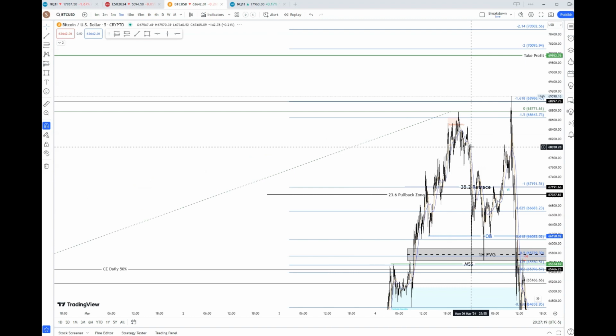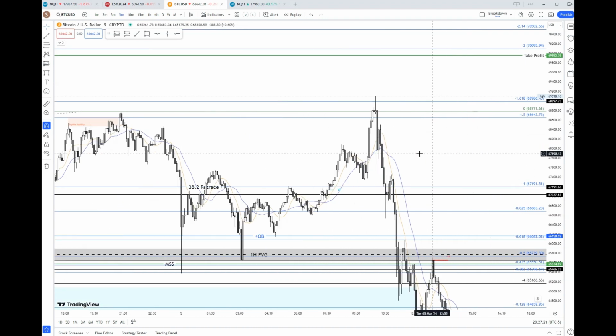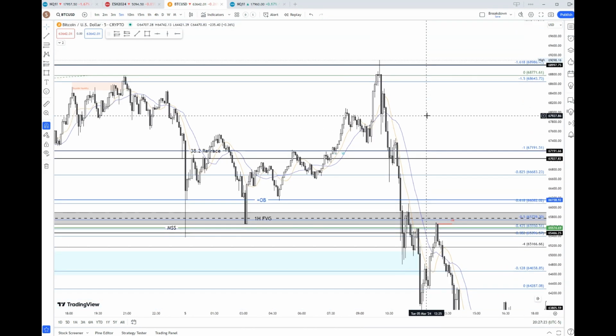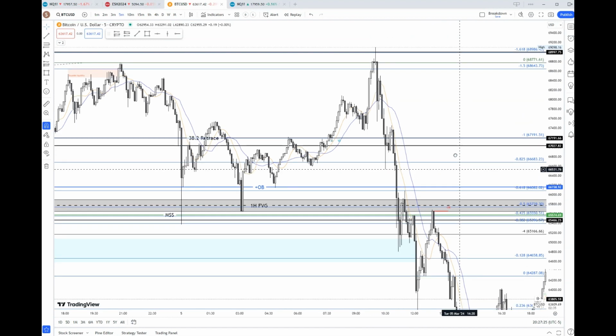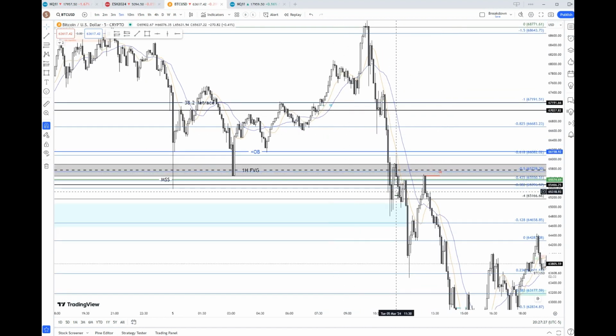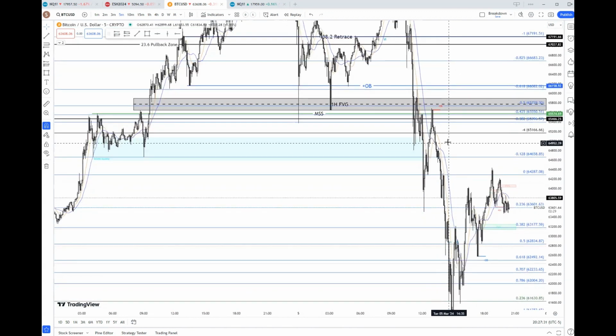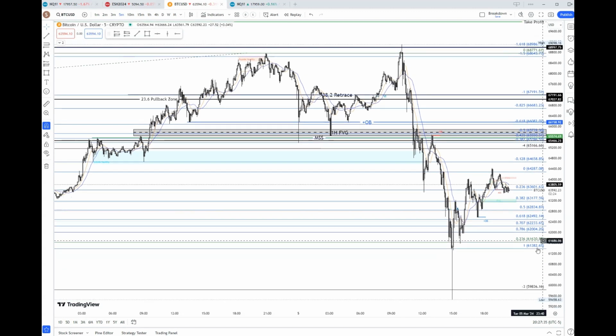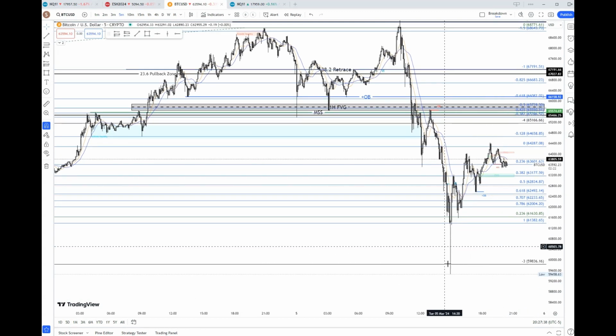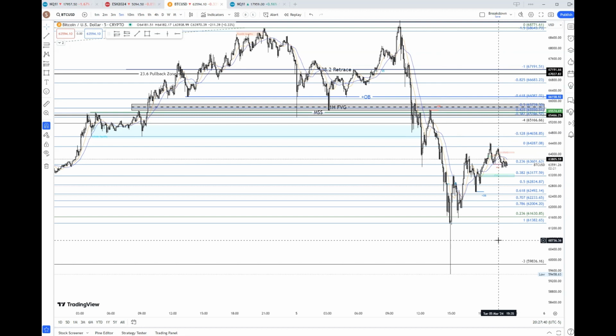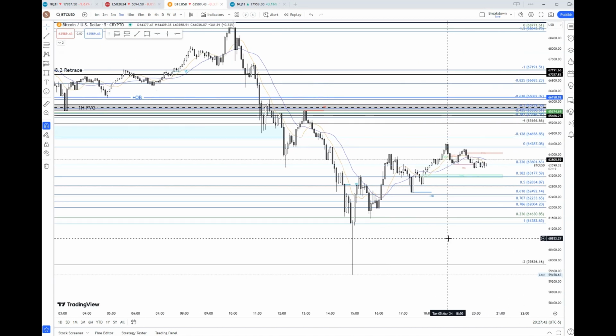And where did it wick through all-time highs? Right here. Before selling off, breaking through this 1 hour fair value gap, sweeping the sell side, and it is incredibly volatile. Rubber band snap back up. Now let's dive into this a little bit more.